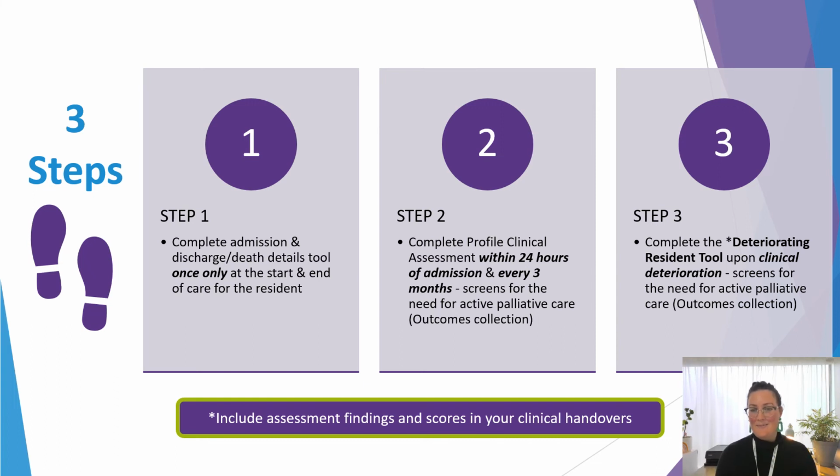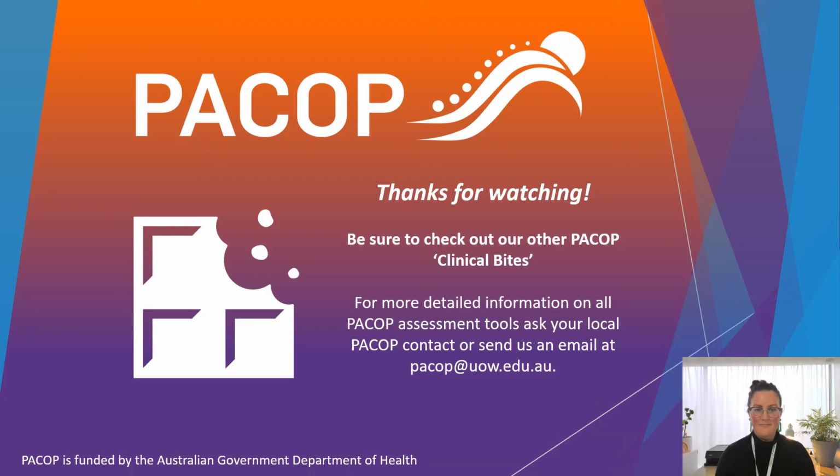And then step 3 is the Deteriorating Resident tool if it's needed. So upon clinical deterioration or concern, and it screens for the need for the outcomes as well. So you'll notice here the outcomes collection is in brackets, and that's because the outcomes collection is for residents who have an identified need for palliative care. So the profile identifies that need, and then we move them into the outcomes where we deliver the palliative and end-of-life care.